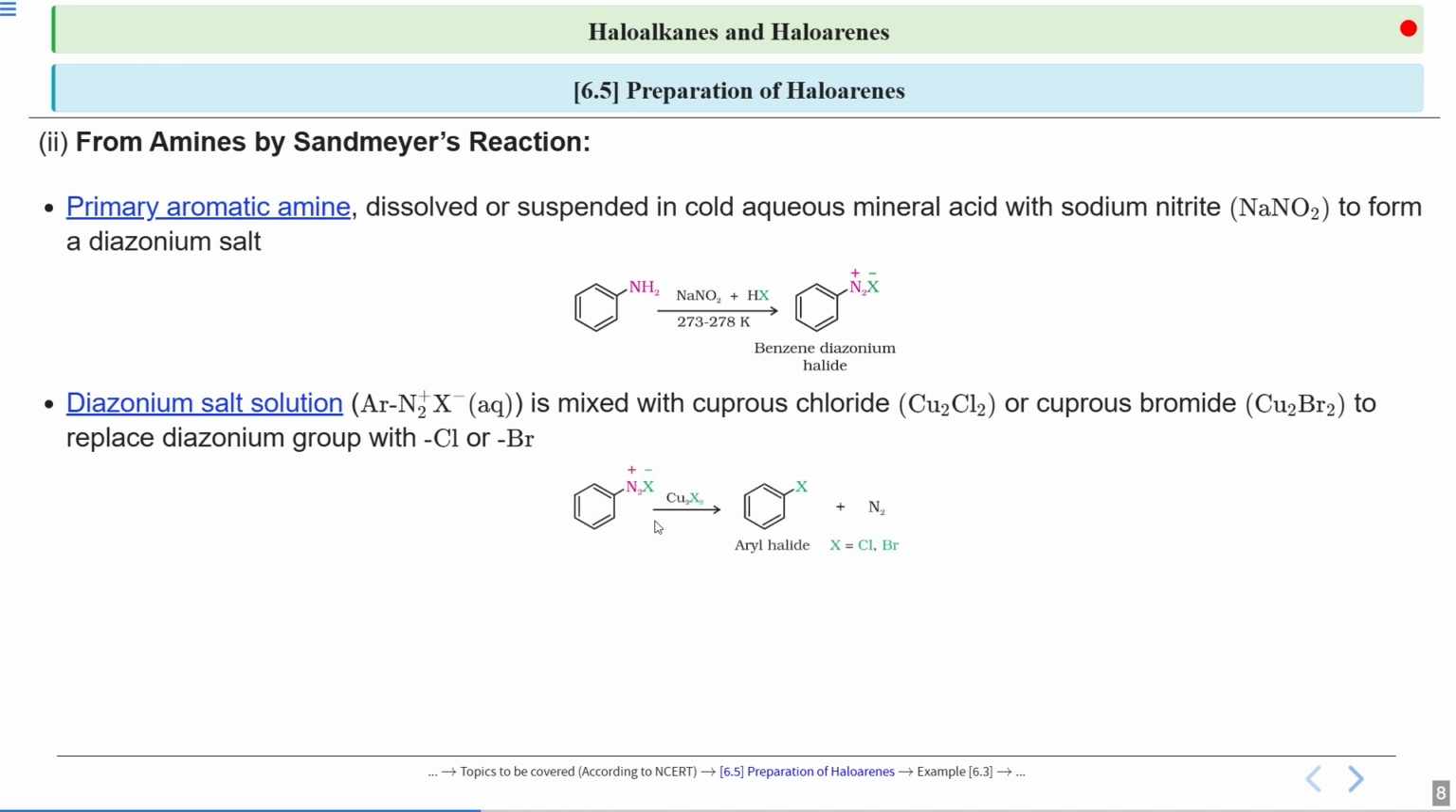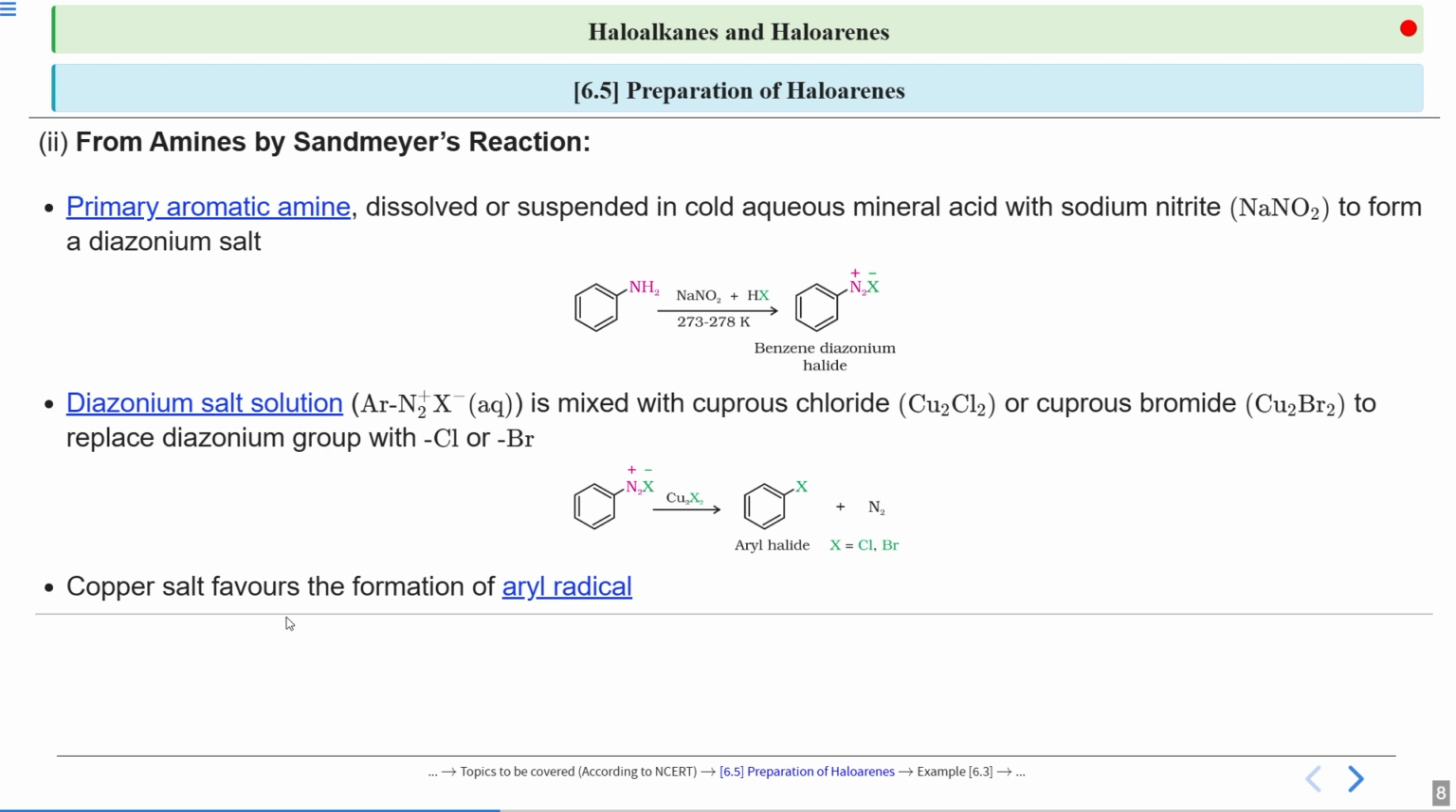So if you react this diazonium salt with the cuprous halide, where this halide ion is either chloride ion or bromide ion, that means Cu2X2 is Cu2Cl2 or Cu2Br2, then you will get an aryl halide, either chlorobenzene or bromobenzene, plus N2 gas will be released. We use a copper salt because it will favor the formation of an aryl radical, which will help in the process of this reaction. Okay.